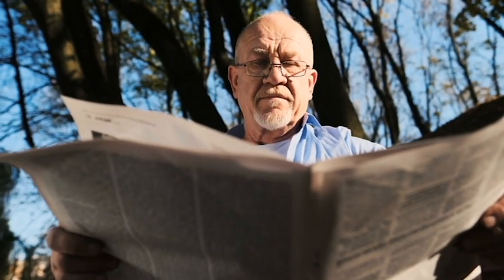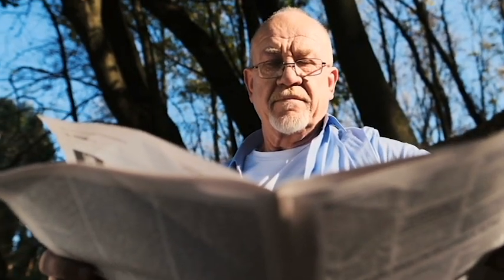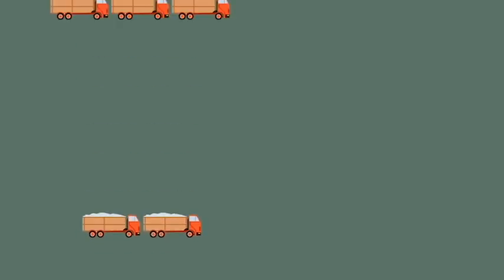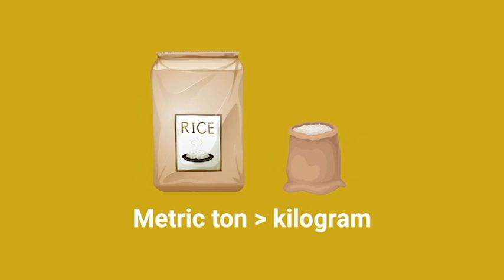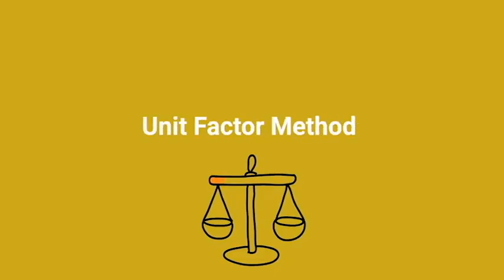Let us say that you read a newspaper report about relief operations in a province. According to the report, 15 metric tons of rice is needed to supply an evacuation center for a month. Now you are more familiar with the kilogram as a unit of weight. Thus, you want to know how much that quantity is in kilos. As you already know, the metric ton is bigger than the kilogram. So you have to convert a bigger unit of weight to a smaller unit. Once again, you can do this using the unit factor method.